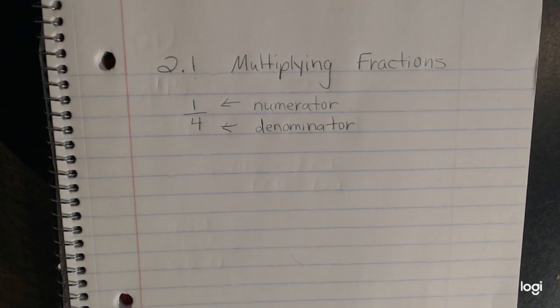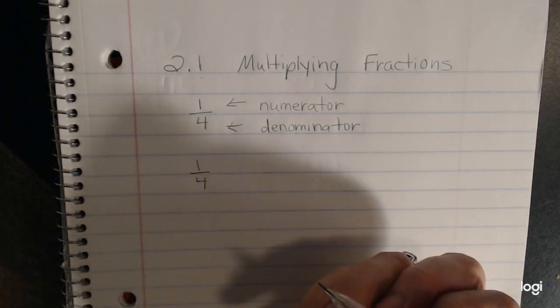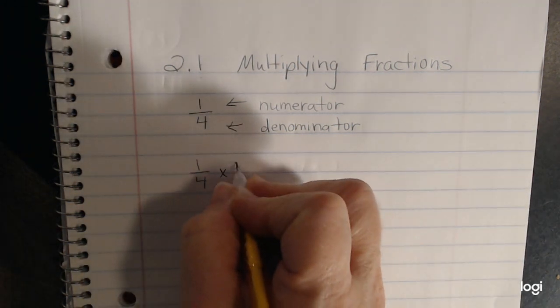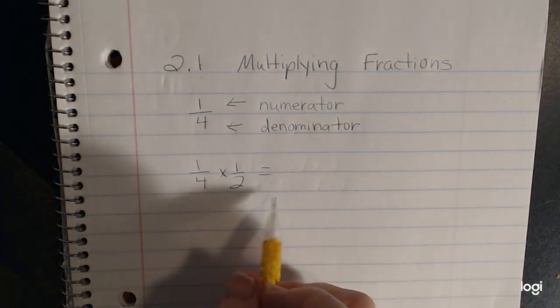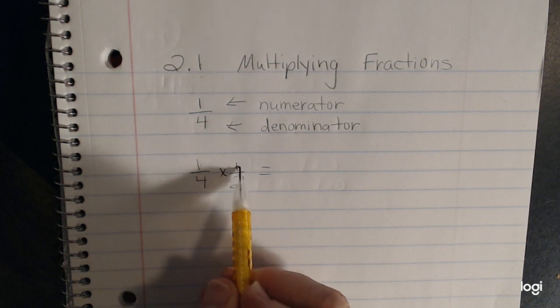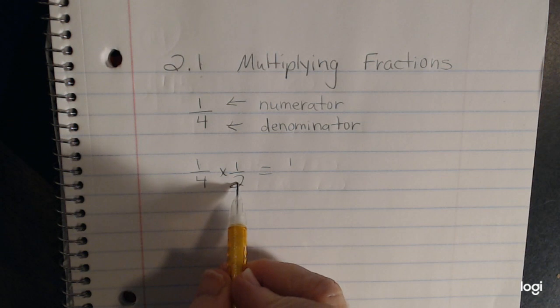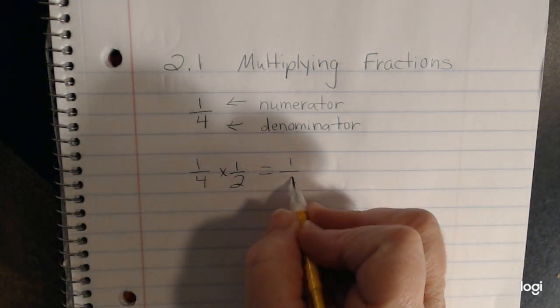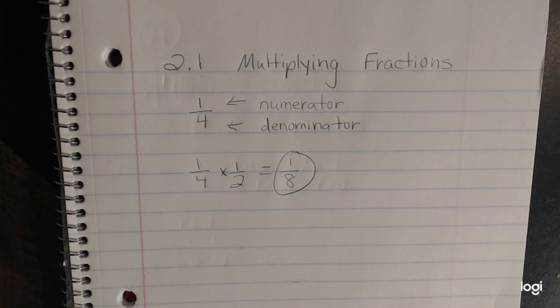When multiplying fractions, for example, 1/4 times 1/2, we know from practicing in our 5 a day that we take the numerators and we multiply 1 times 1, that's 1, and 4 times 2 is 8. And we get a final answer of 1/8.